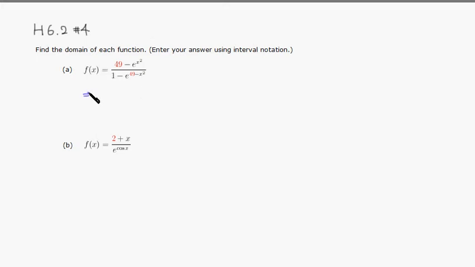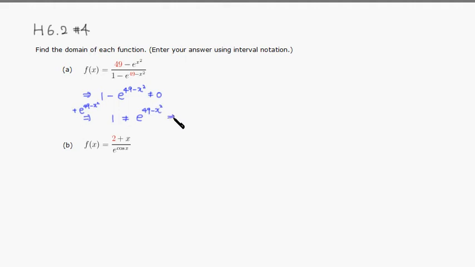So we want the denominator 1 minus e to the 49 minus x squared to be non-zero. Then we can add e to the 49 minus x squared to both sides. So 1 cannot be equal to e to the 49 minus x squared. Let's say e to what power is going to give you 1? e to the 0 power gives you 1. So we know that we don't want this to be 1.